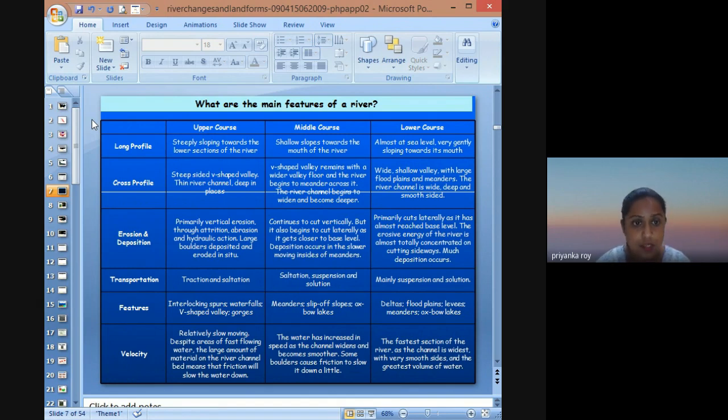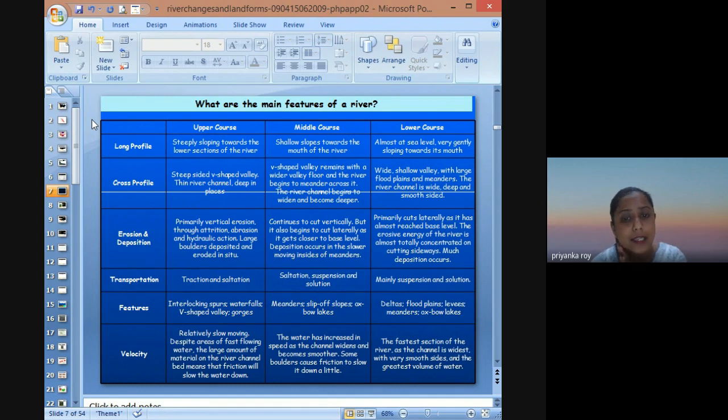Okay, these are the features. Now velocity, let's talk about the water velocity. The velocity here is relatively slow moving, and there are deposit areas of fast flowing water. The large amount of material in the river channel deepens and means friction, which slows the water down.